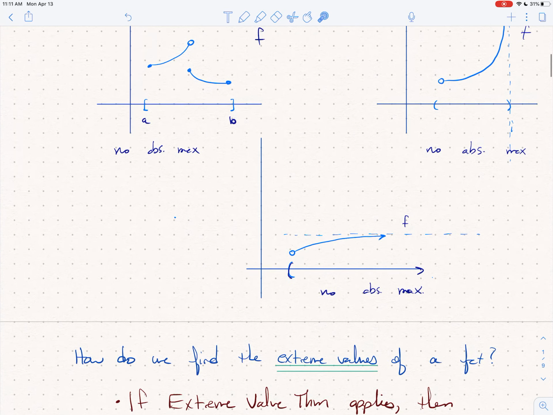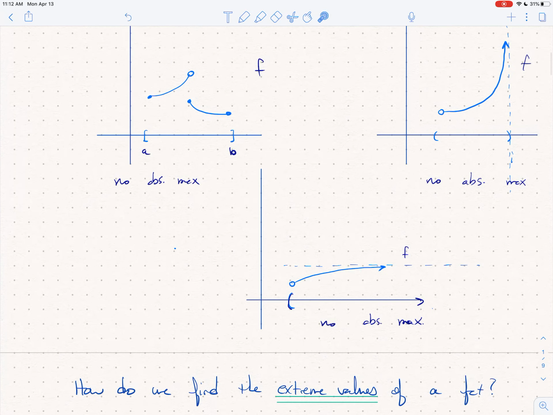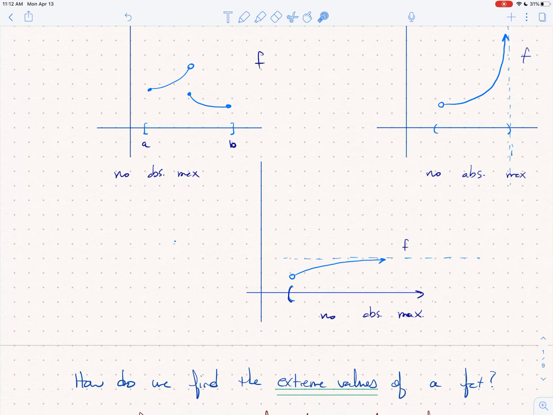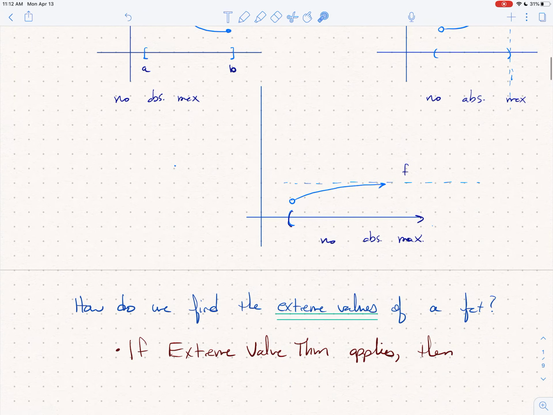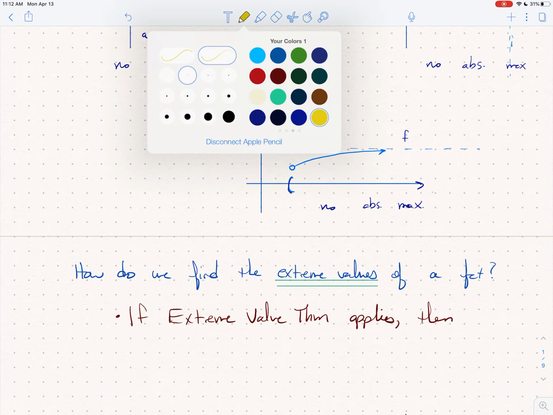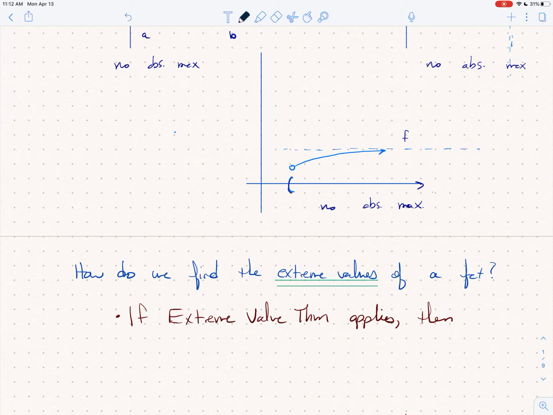Okay, so question, how do we find the extreme values of a function? How do we go about locating where they occur? So there's really 2 main categories. One is if the extreme value theorem applies, as in your function is continuous and you're working over a closed bounded interval, then it's pretty easy.